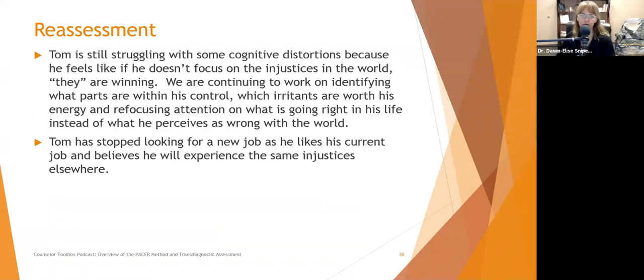He's still struggling with some cognitive distortions because he feels like if he doesn't focus on the injustices of the world, the other people are winning. We're continuing to work on identifying what parts are within his control, which irritants are worth his energy, and refocusing attention on what is going right in his life instead of what he perceives as wrong with the world.